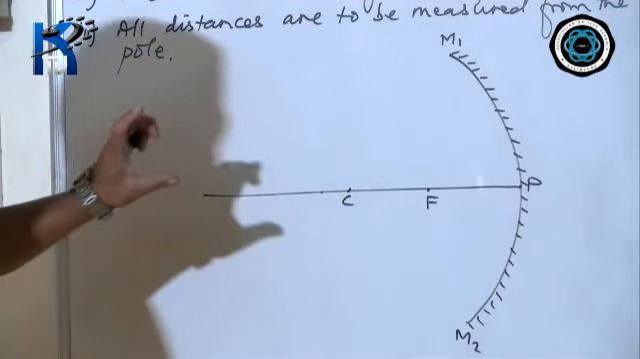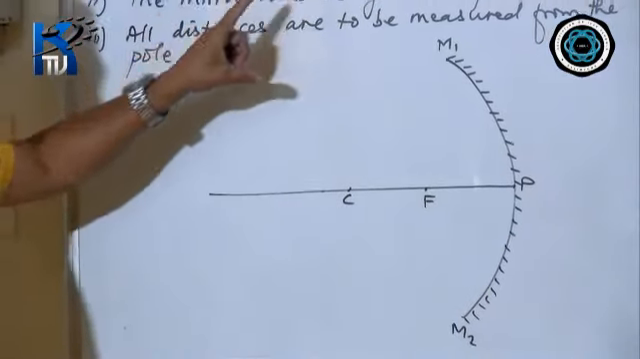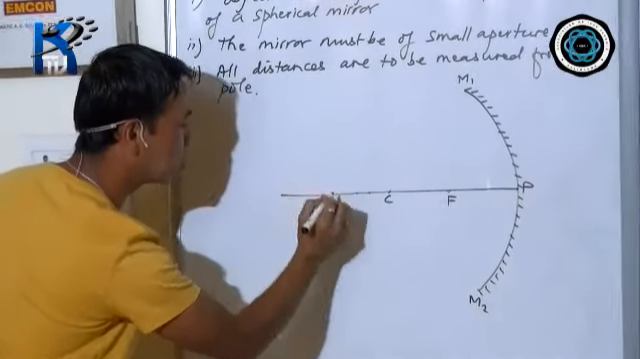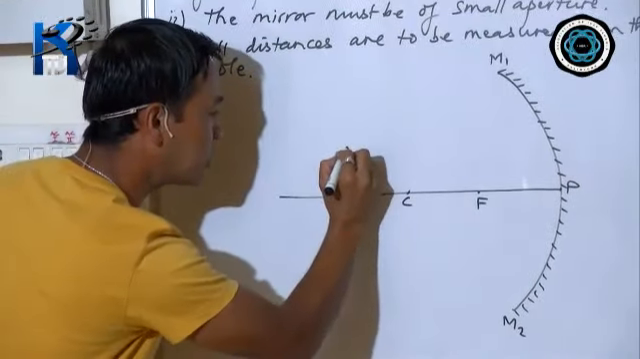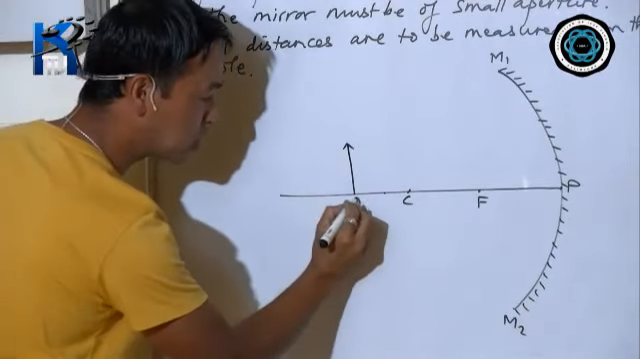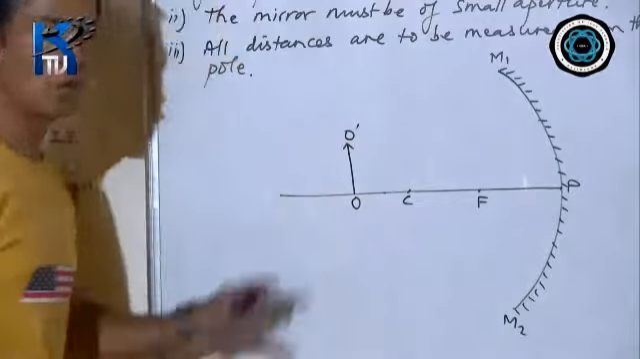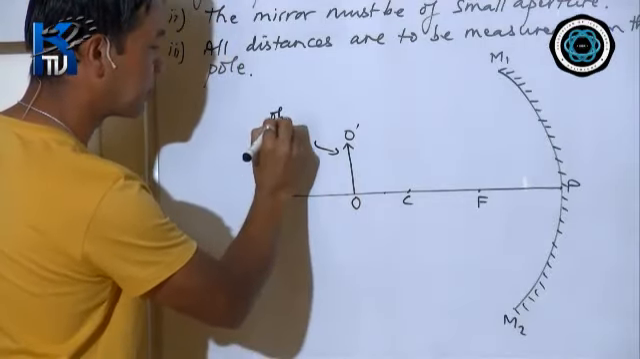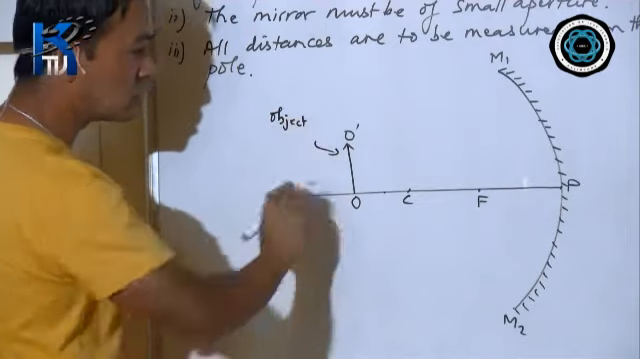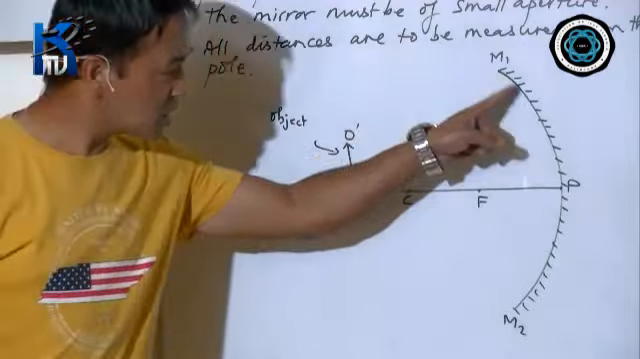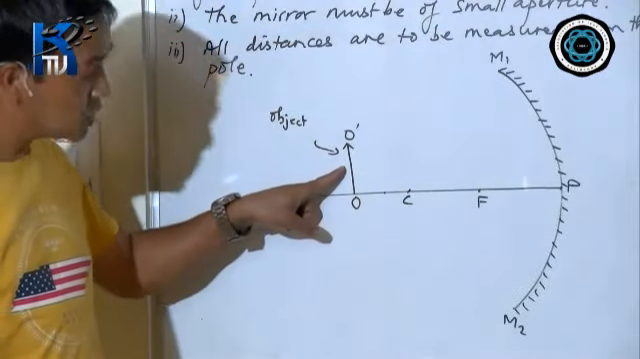Now I take the object, which must be placed on the principal axis. I take the object somewhere in this distance, located out here. So this is the object. I mark it as O dash, a small object. I place it on the principal axis of a concave mirror. Now definitely this concave mirror forms the image of this object.